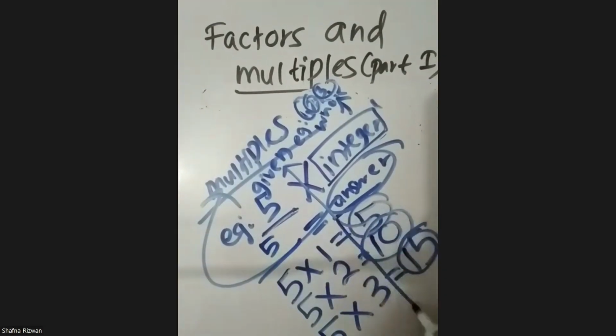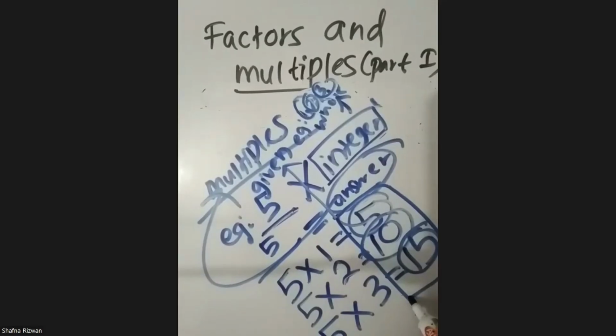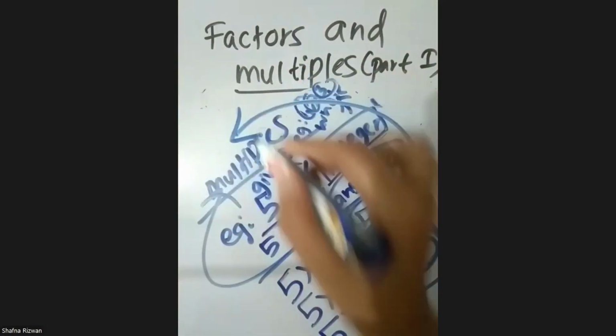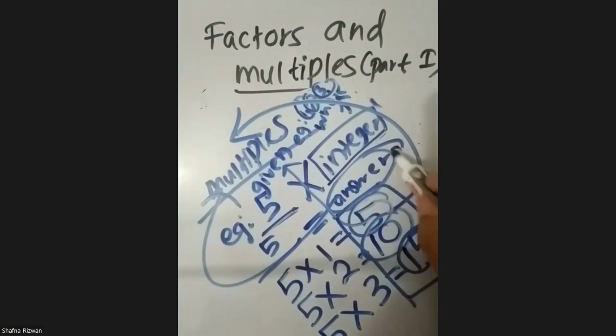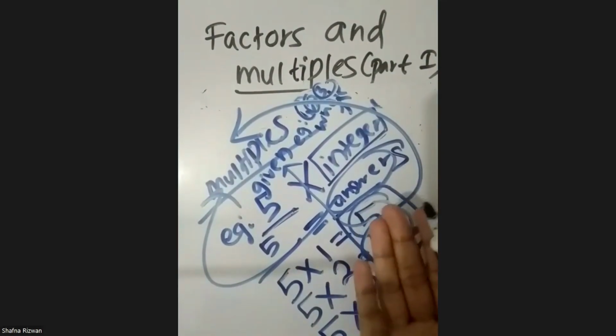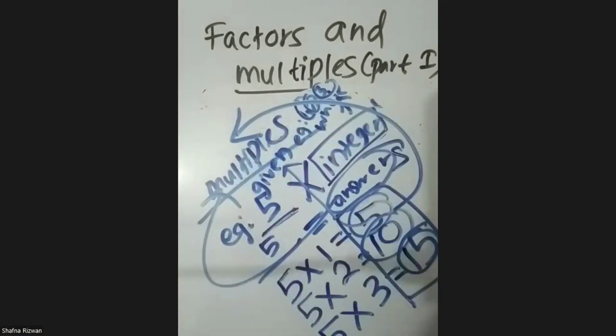Go and see all the answers of the multiplication table of 5. You call those answers of the multiplication table of 5 as multiples. All the answers of the multiplication table are considered as the multiples.